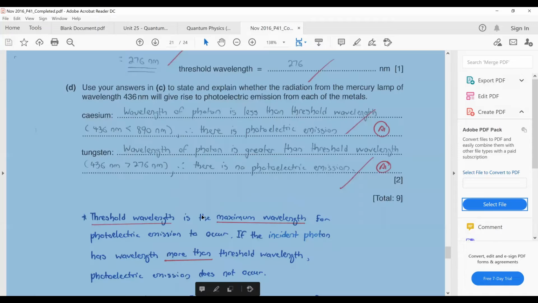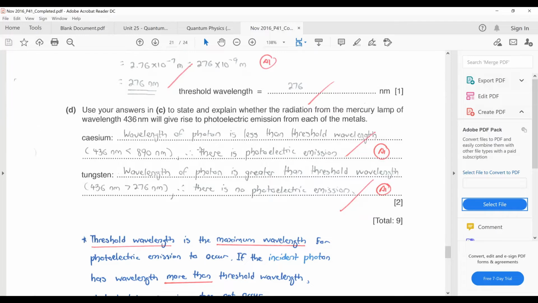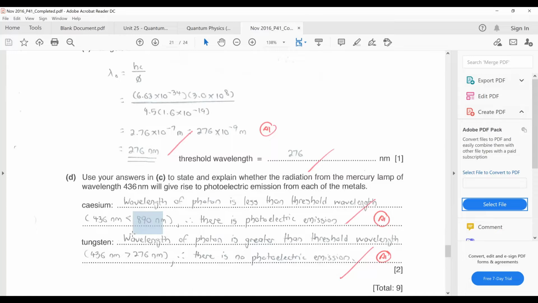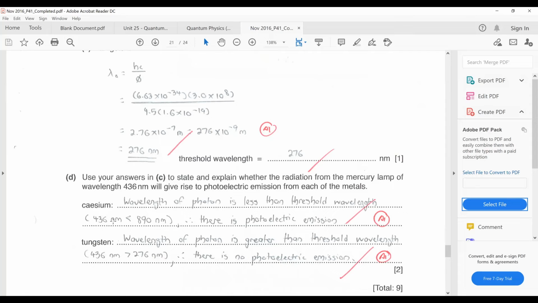So what you want to do now is compare the values of your threshold wavelength and the wavelength of your EM radiation. For cesium, the threshold wavelength is 888 nanometers. I accidentally wrote that as 890 here. The wavelength of your photon, the one from the mercury lamp, is 436. It's actually less than the threshold wavelength. So since it is less, you would have photoelectric emission.